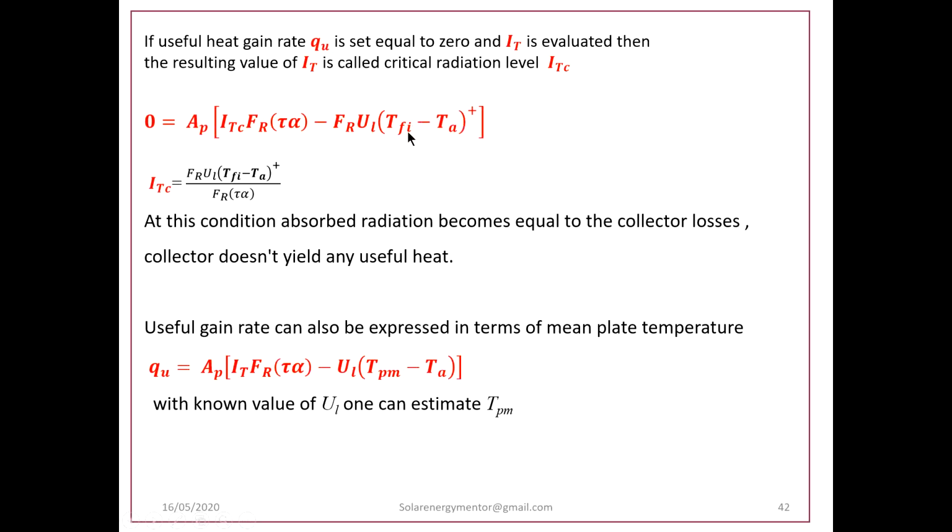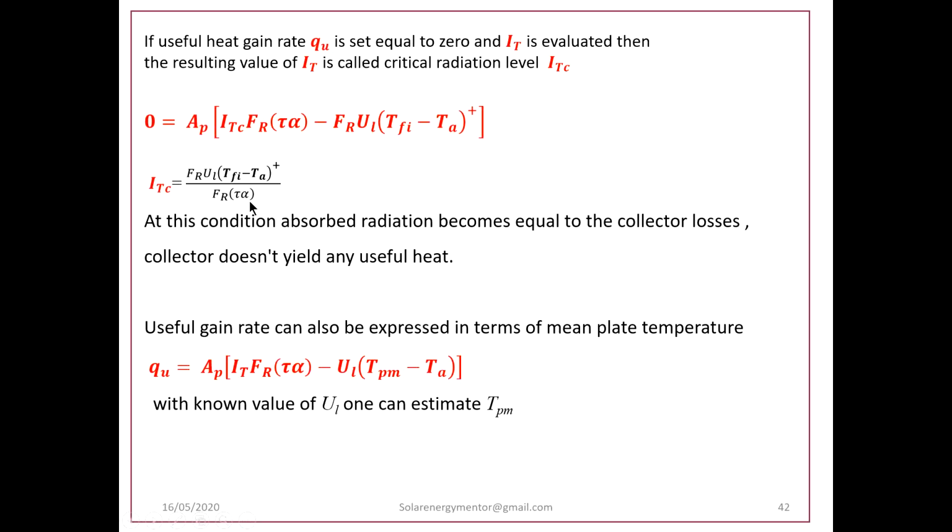Now this was expressed in terms of collector fluid inlet temperature. We can express the useful heat gain rate also on the basis of mean plate temperature. But mean plate temperature is not generally known, so this equation is not very popular in the practical field. So just for the sake of mention, here it is given. Qu is equal to AP, again the collector aperture area, times IT FR tau alpha minus UL. Here FR doesn't come into the picture, UL will, times (TPM minus TA). So with the known value of UL, one can estimate TPM.